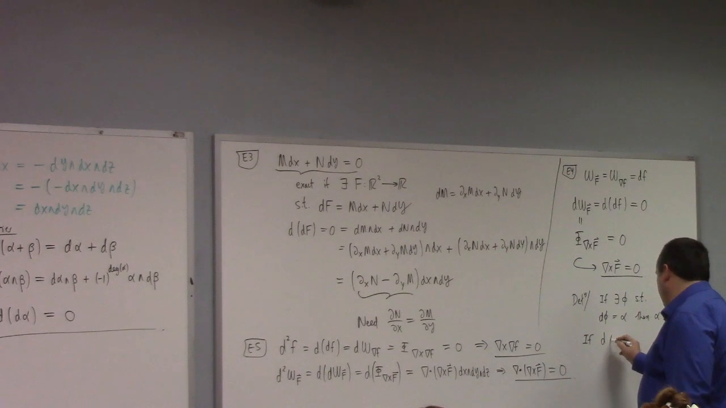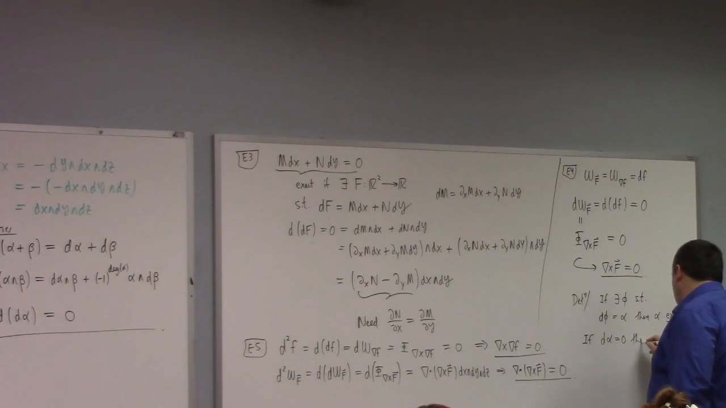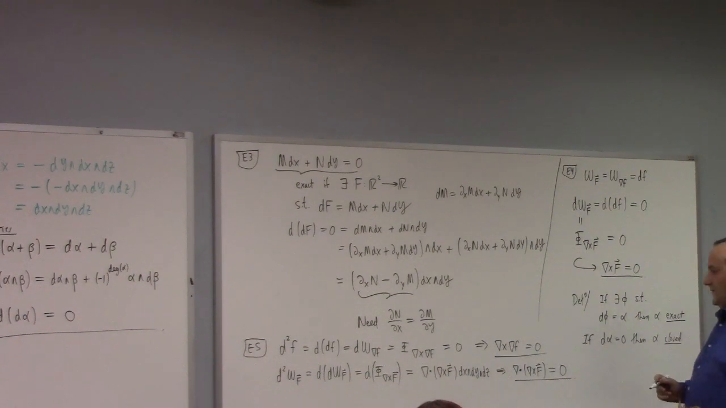If d alpha equals 0, then alpha is closed. And so a closed form is one whose exterior derivative is 0. An exact form is one which appears as the exterior derivative of another form. And there's a theorem here to be stated.